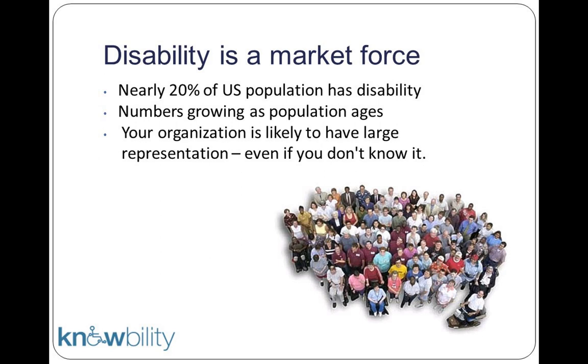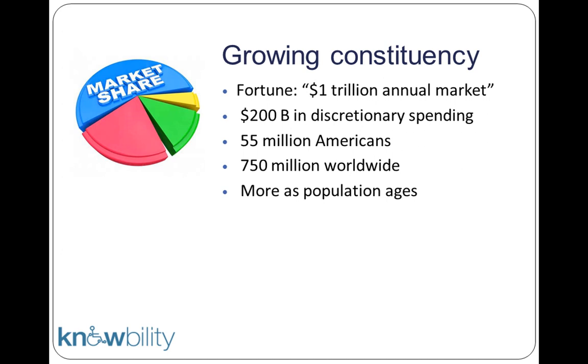Disability is a market force, and what we mean by that is nearly 20% of the U.S. population has a disability, and that probably translates to all the people you're targeting as volunteers, clients, and donors, and the number is growing as the population ages. So you have a large representation of people with disabilities among your constituents, even if you don't think you do. You do. And you want to include them. You want to welcome them to your website. So that's another reason to advocate for accessibility.